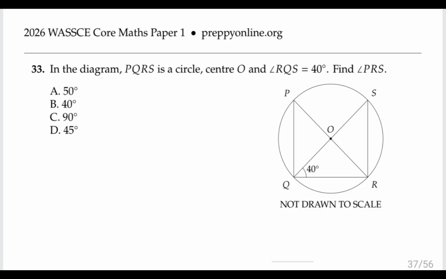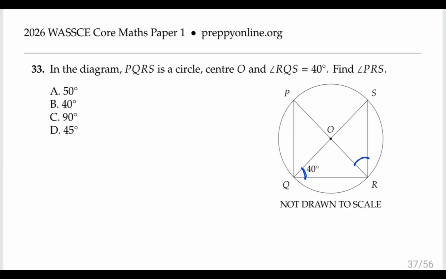Question 33. In the diagram, PQRS is a circle, center O. So the center of the circle is O. And angle RQS equals 40 degrees. So RQS, that's this angle, is 40 degrees. Find angle PRS. So PRS, that's this angle.